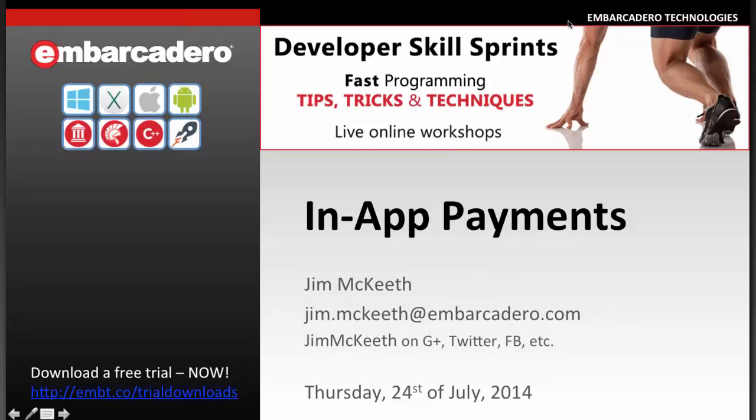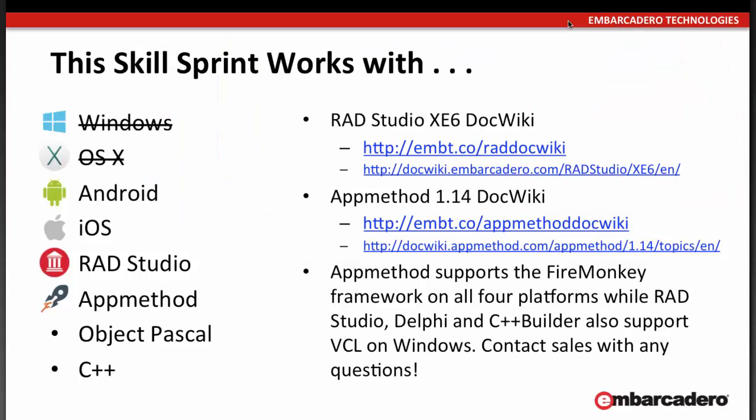So, in-app payments. This skill sprint works with everything but Windows and OS X. I'm going to show you the Object Pascal, the Delphi source code, but there is also a demo sample available that works with C++ Builder. The reality is most of this is not complex in-app code. There are a couple of things that call certain methods or properties, and that should be easy enough for you to translate in your head if you think in curly braces from the non-curly brace code that I'll show you. And then you can take a look at the C++ Builder version of the sample.